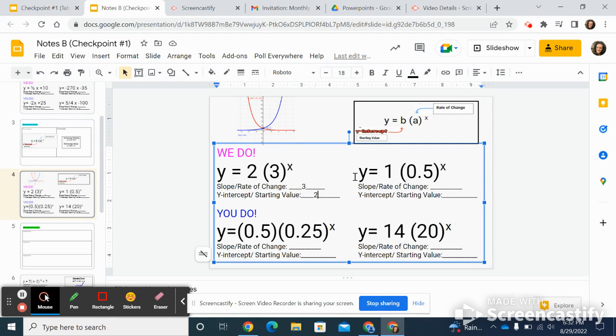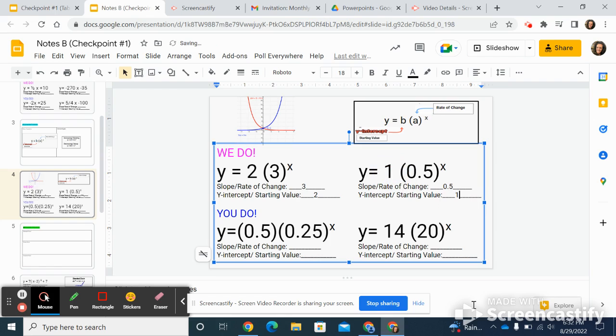Next one, same kind of thing. My equation is y equals 1, parentheses 0.5 to the x power, that exponent up there. The slope rate of change, remember that's whatever is attached to x. For us this time, it's 0.5. And then the y-intercept starting value is, again, the number that's not attached to x. So this time, that's going to be 1.